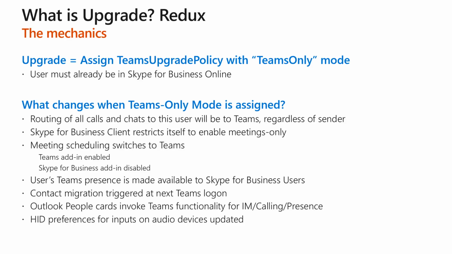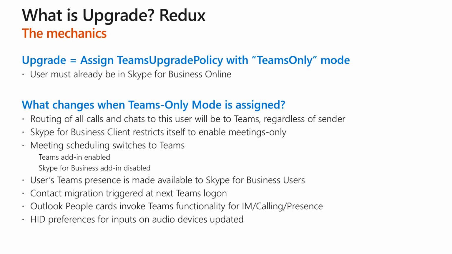What changes when we assign this coexistence mode? Well, the routing of all of their calls and chats will go to Teams, regardless of where it was initiated. The Skype for Business client is optimized to a meetings only mode. Your meeting scheduling now moves to Teams. So in Outlook, for example, your Teams add-in gets enabled. So all new meetings that you create are Teams meetings, and your Skype for Business add-in gets disabled. Your presence becomes made available to Skype for Business users as controlled by Teams. So when you're in Teams only mode, Teams is the owner of presence.